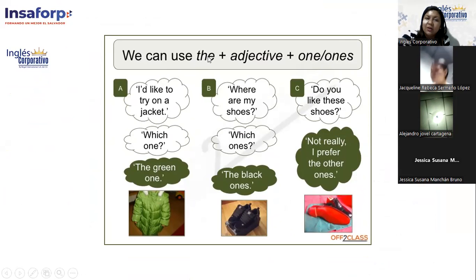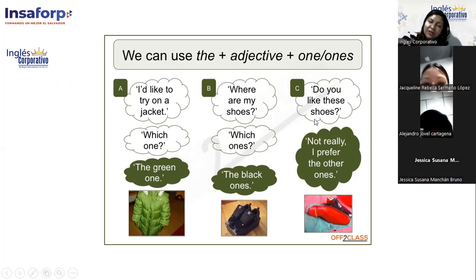Okay, we can use the article plus the adjective plus one or ones. Example: I would like to try on a jacket. Which one? The green one. Where are my shoes? Which ones? The black ones. Do you like these shoes? Not really. I prefer the other ones. This is how we use one and ones.